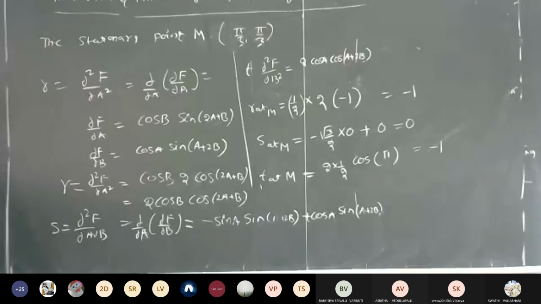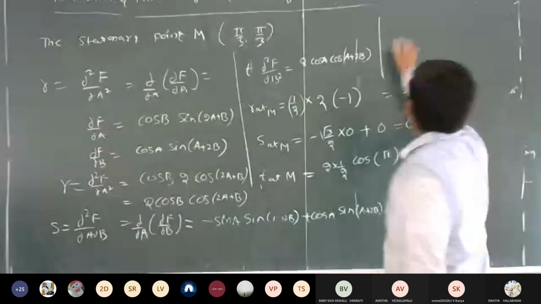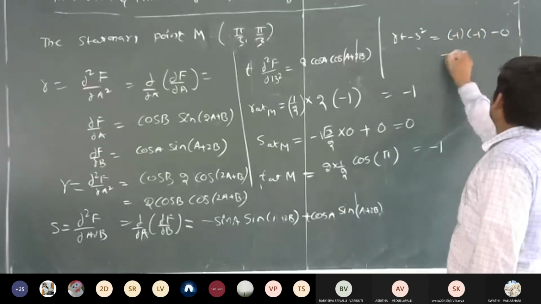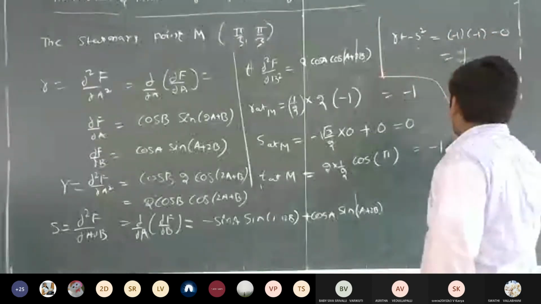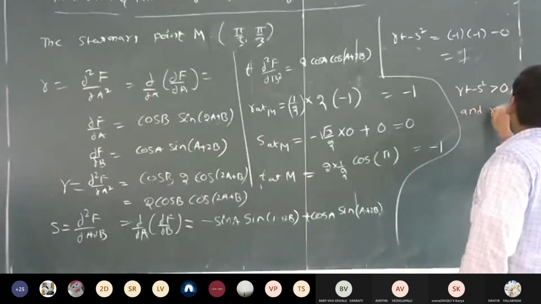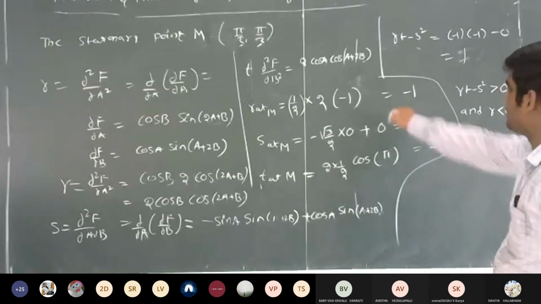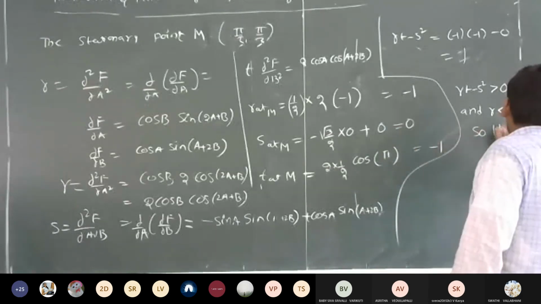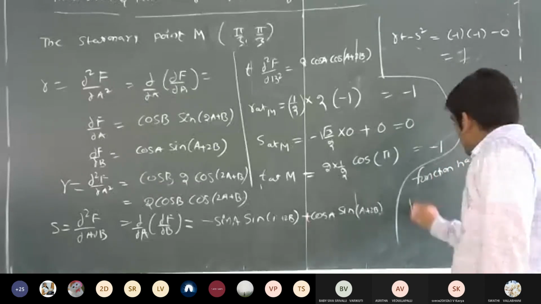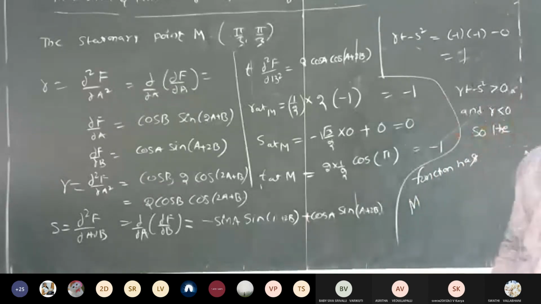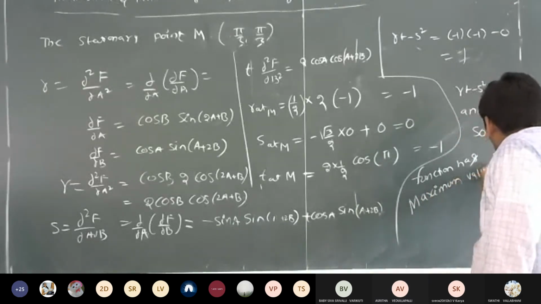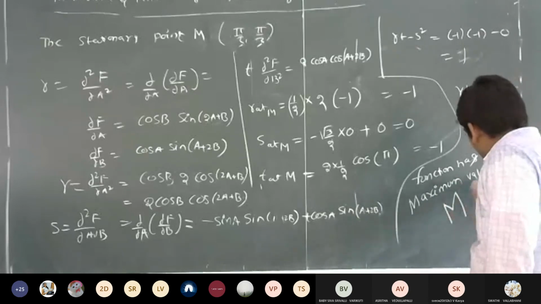Yes, sir. So now RT minus S square. That is equal to minus 1 into minus 1 minus 0, that is equal to 1. So therefore RT minus S square is greater than 0 and R is minus 1, less than 0. So the function has maximum or minimum? Maximum, sir. Maximum value at m.